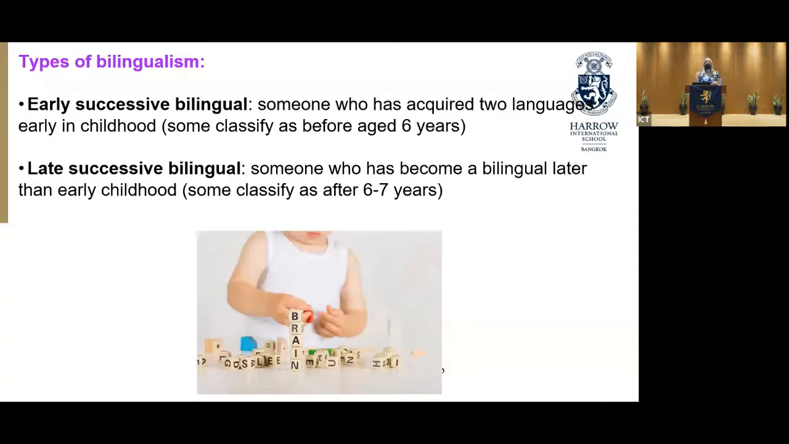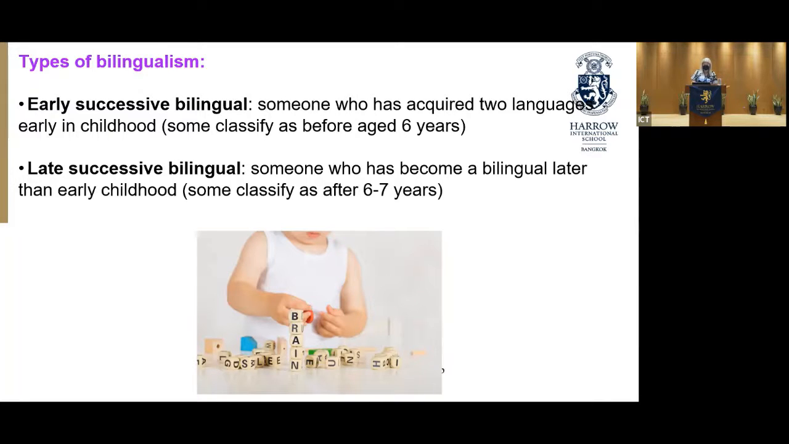Some researchers say that before the age of 6, they would be classified as an early successive bilingual. And then once a child is 6 or 7 or older, their brain is adapting and it's starting to be less elastic. It's still elastic. Children are continually learning. As adults, we can become bilingual. I can go from monolingual to bilingual at my age. It's possible. It's just easier when children have that elasticity in their brain.